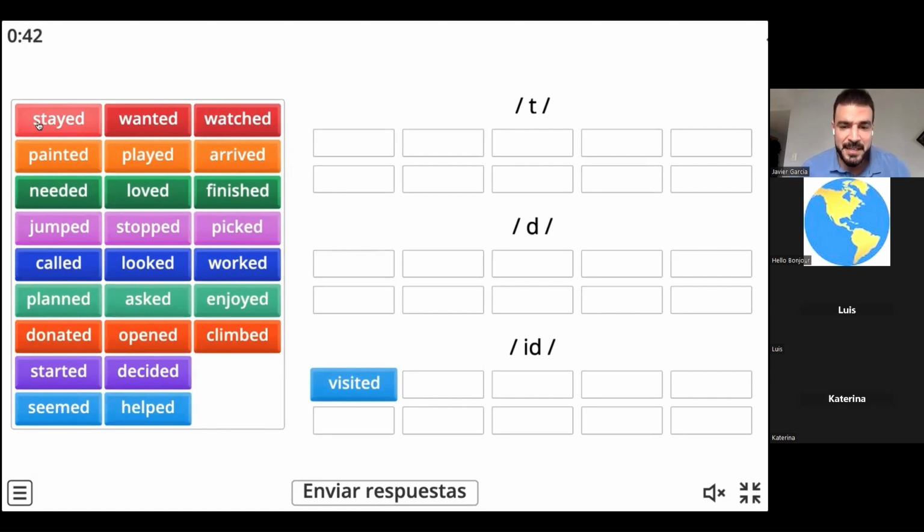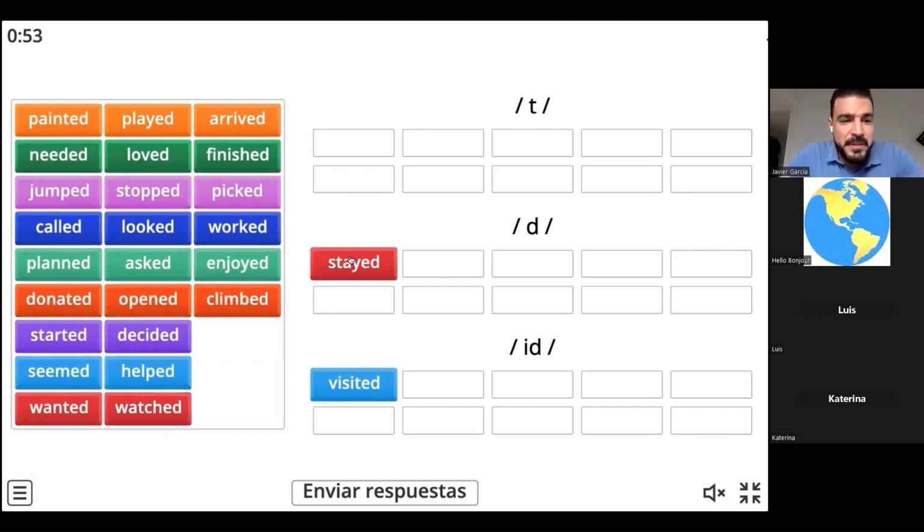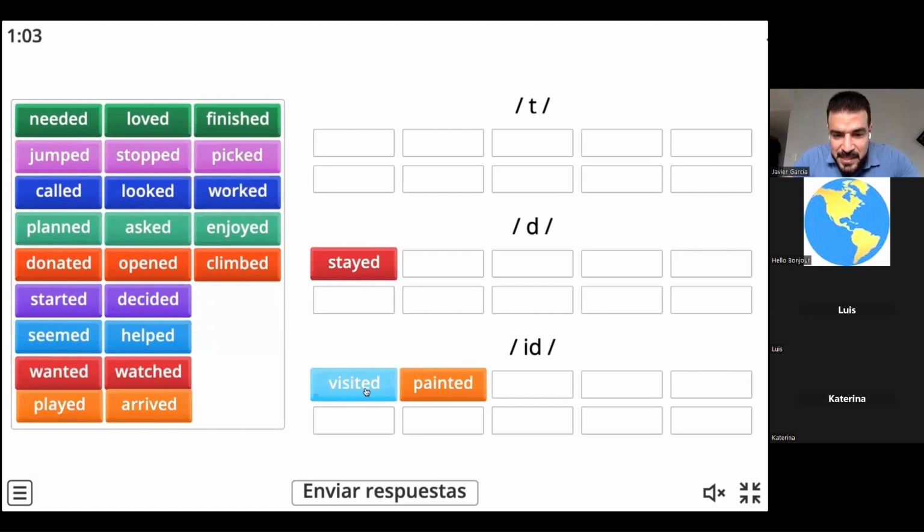Caterina. Stayed. D. And the D, very good. The D, yeah, excellent. Okay, what about this word painted, Luis? Painted. It has the T at the end, like I said before. Painted. Where do I put it? In the ID, right? Because look, you see the visited, painted.